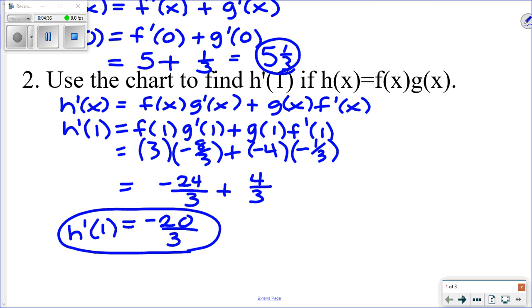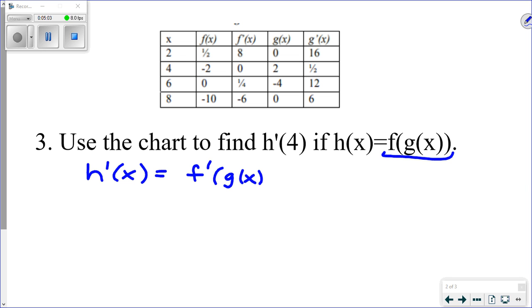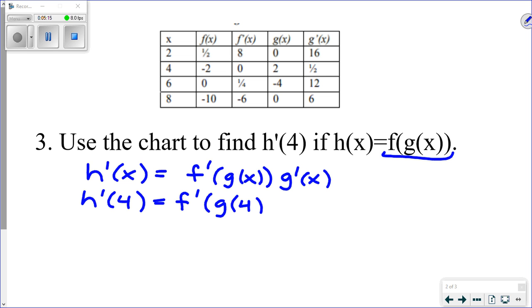Okay, now let's look at an example where we have to use chain rule. Okay, so we're given a new table this time. But again, we want to use the table to find h prime of 4 if h of x equals f of g of x. So hopefully you recognize this as chain rule. So h prime of x would equal f prime of g of x times g prime of x. Okay, and then to find h prime of 4, we're just going to replace x with 4 and go to our table to pull these values.